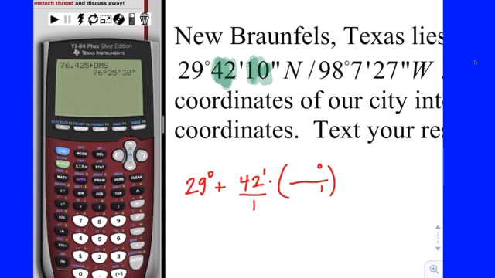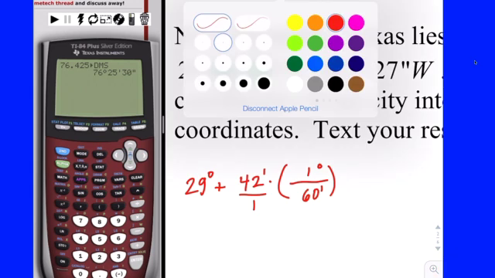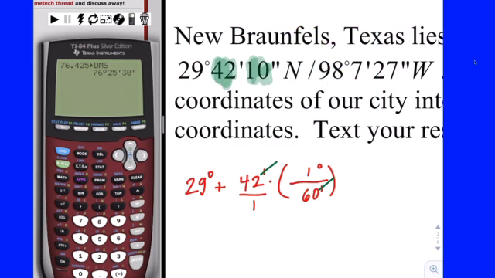So what is the conversion factor? Is it 1 over 60 or 60 over 1? 1 degree is 60 minutes. Yeah. And it makes sense what we're doing. We're essentially dividing by 60, correct? In the previous problem, we multiplied by 60. Now, that is going to give you degrees. And that'll tell you how many degrees 42 minutes is.